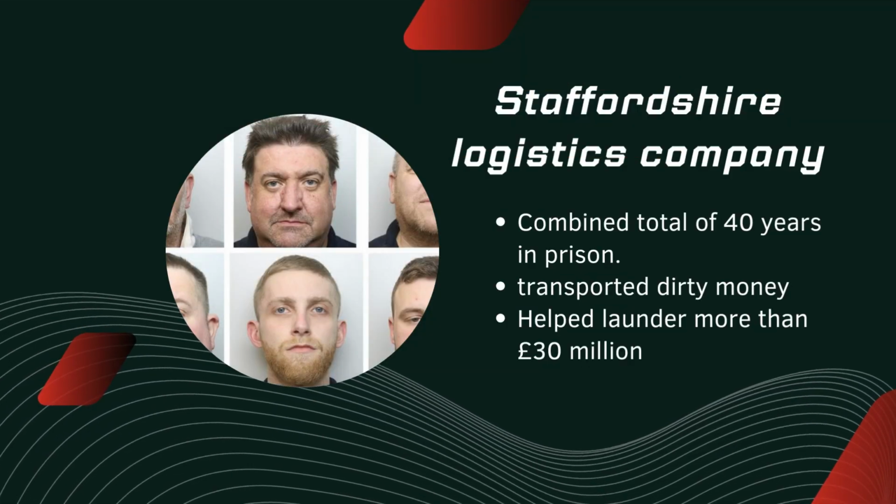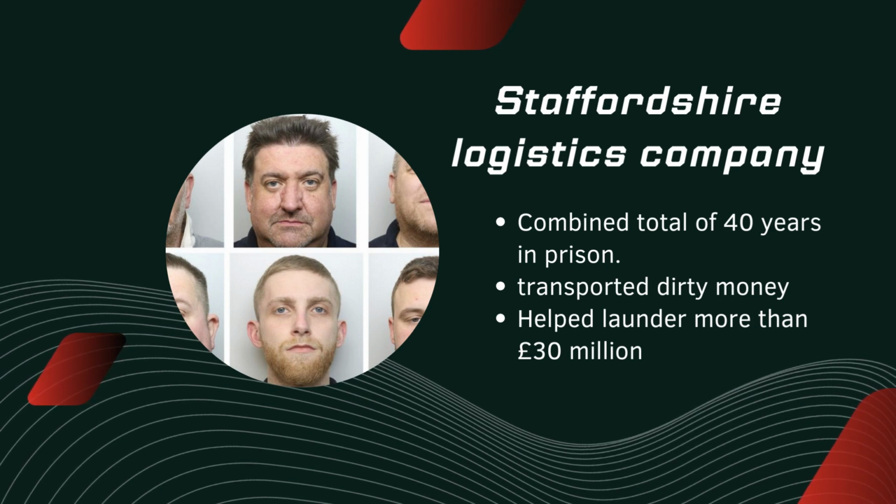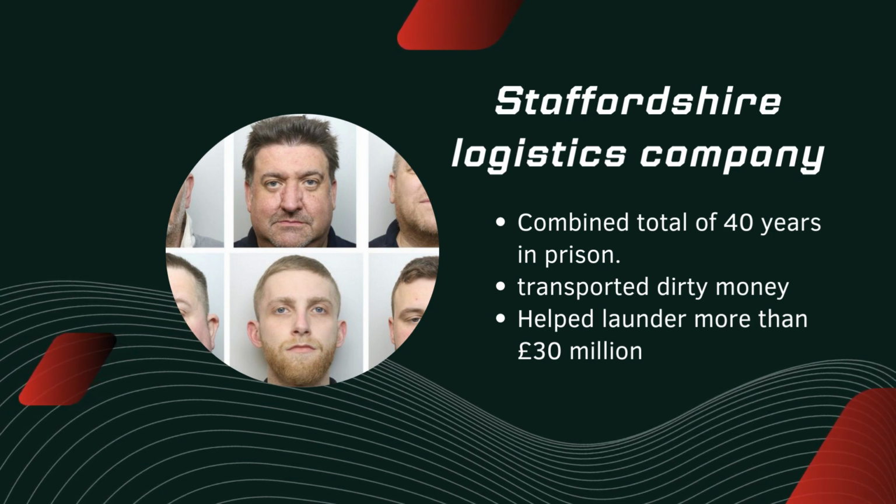Now that we've explored the stages and techniques of money laundering, let's take a look at some real-world examples of money laundering schemes in the UK. In January 2023, 6 employees from a Staffordshire logistics company were sentenced to a combined total of 40 years in prison for their involvement in a money laundering scheme. These employees transported large sums of dirty money across the UK and abroad on behalf of criminal gangs. They collected the money from anonymous sources and delivered it to London for laundering. The gang helped launder more than £30 million.